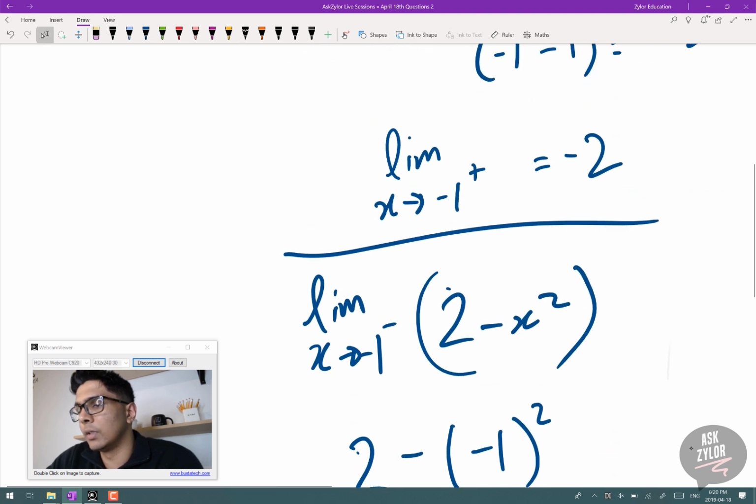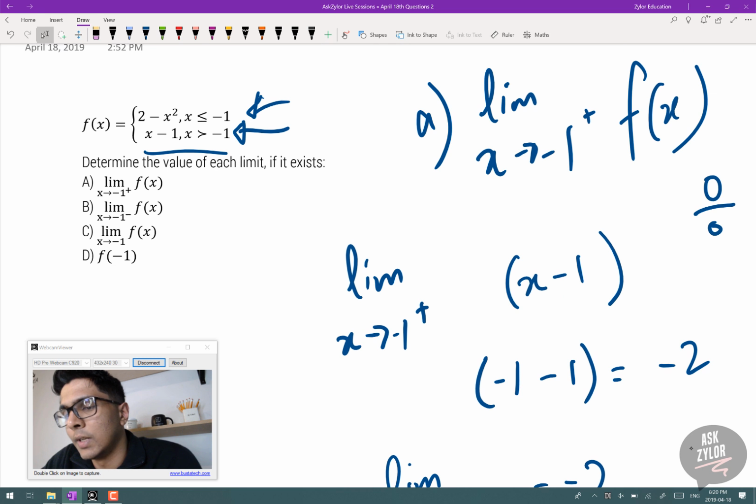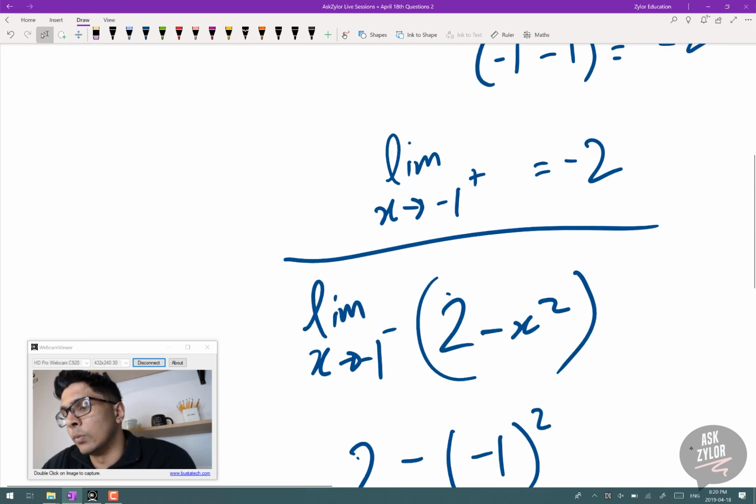And I have one more part of the question. So what's the limit as x approaches -1 for my function? Not from the right side, not from the left side, just at -1, right? So is it going to exist? That's the question we should be asking ourselves.